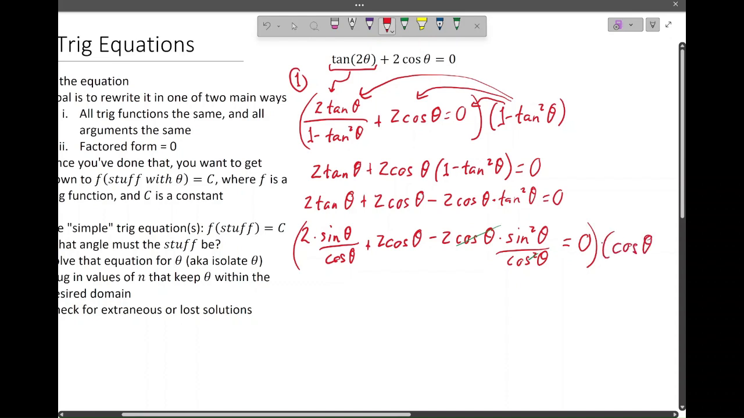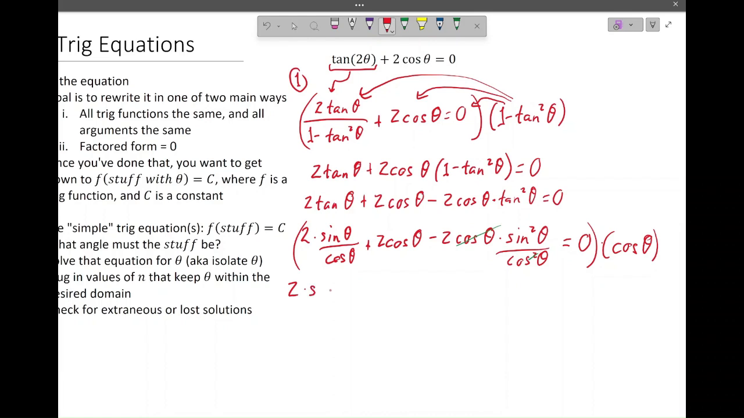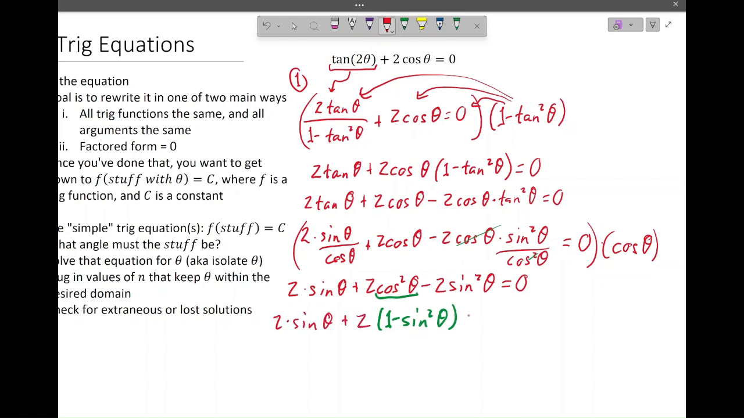Times cosine of theta. Okay, so we're left with 2 sine of theta plus 2 cosine squared theta minus 2 sine squared theta, and that's equal to 0. Almost there. Again, I saw a mixture of sines and cosines, 2 different trig functions, but I can get everything into sines by using our favorite Pythagorean identity. So I'll trade this guy out for a 1 minus sine squared. Fill in everything else. Minus 2 sine squared of theta is equal to 0.